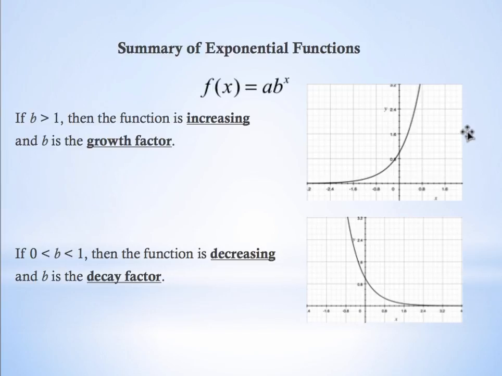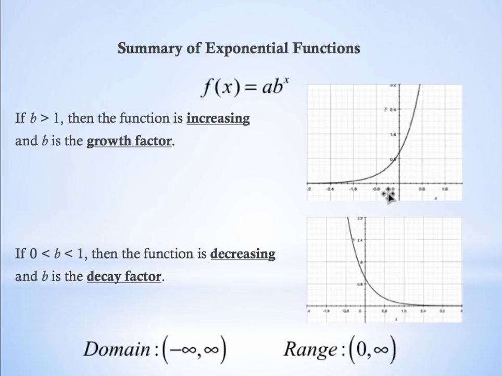So that means my domain is going to run from negative infinity to positive infinity. However, because we can never go below the x-axis, our range is restricted that way. So my range is going to be all the values that are greater than 0. So we can write our domain as negative infinity to positive infinity, or all real numbers. And our range is going to be all positive real numbers, so from 0 to positive infinity.